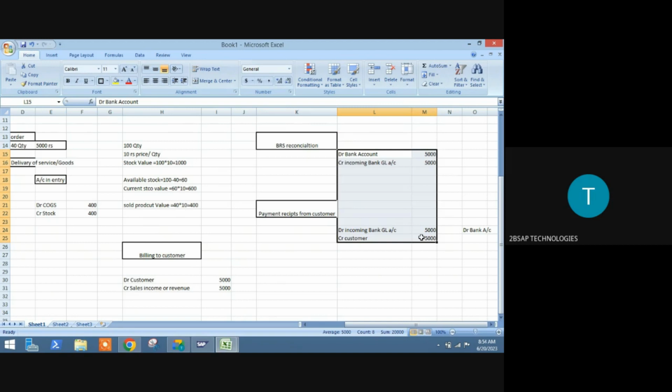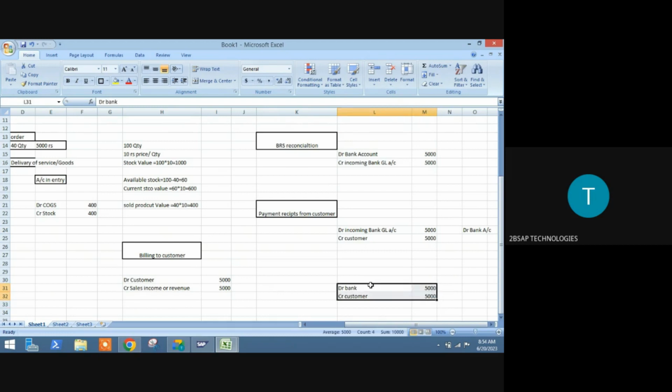Why are you not considering the remaining two accounts? If you consider those two, what is your final value? 0. One is credit 5,000, the other is debit 5,000. What is the result of it? So that is your accounting entry. That is what you are doing, right? Debit bank, credit customer. This is your expected entry.